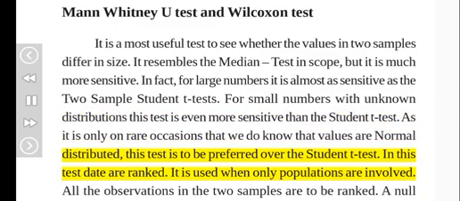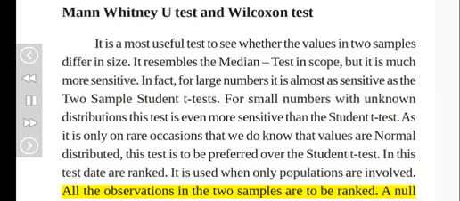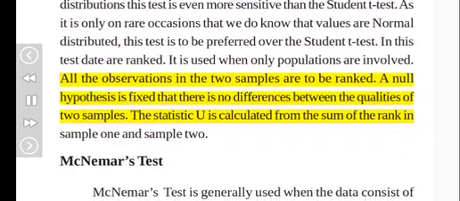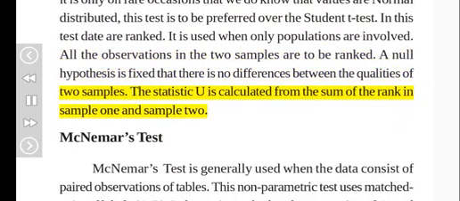In this test, data are ranked. It is used when only ordinal data are involved. All the observations in the two samples are to be ranked. The null hypothesis is fixed that there is no difference between the qualities of the two samples. The statistic U is calculated from the sum of the ranks in sample 1 and sample 2.